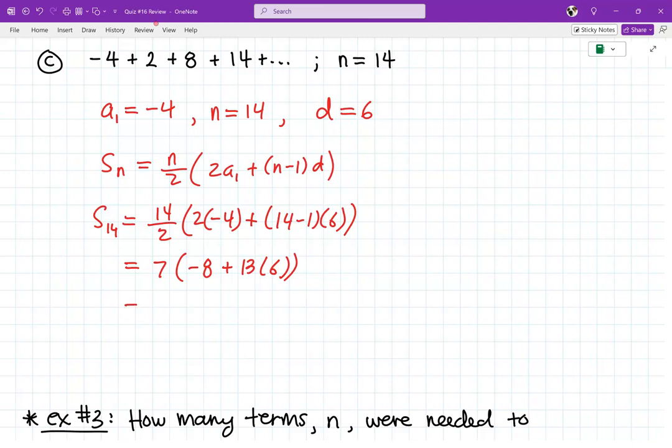13 times 6, let me rewrite this really quick. So 13 times 6, that's going to be an 18. So 78. So it's 7 times 70, which comes out to 490, right? So let me just write the answer over here. S sub 14 is 490.